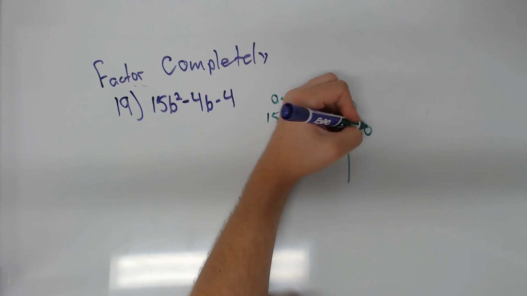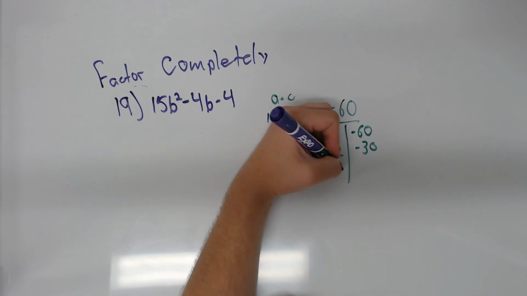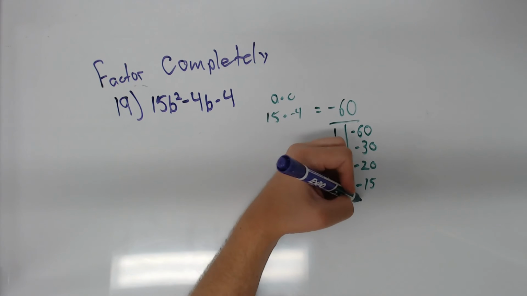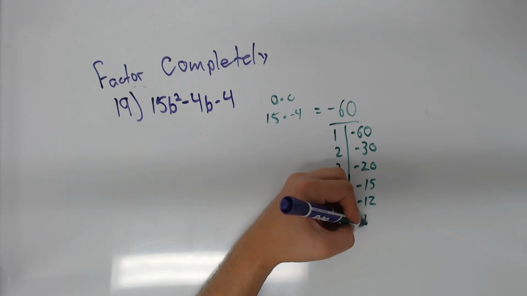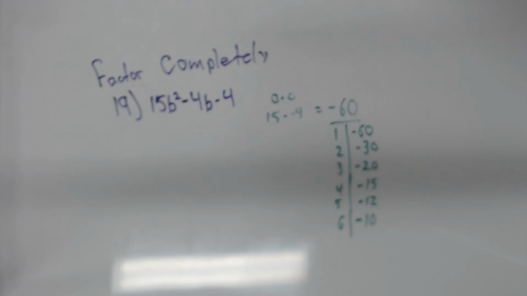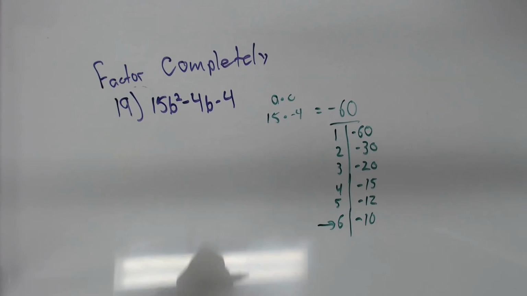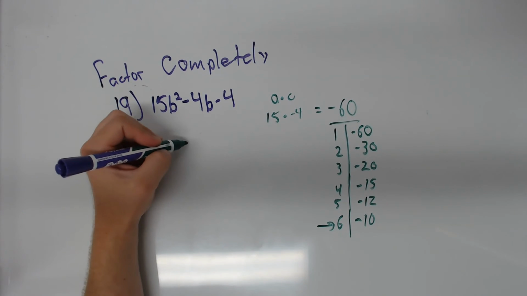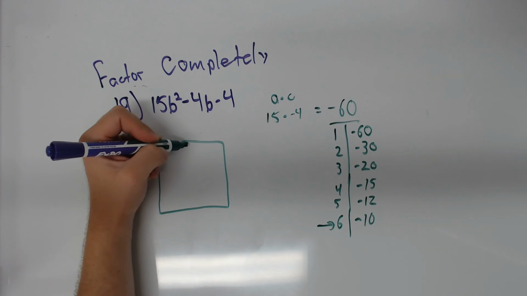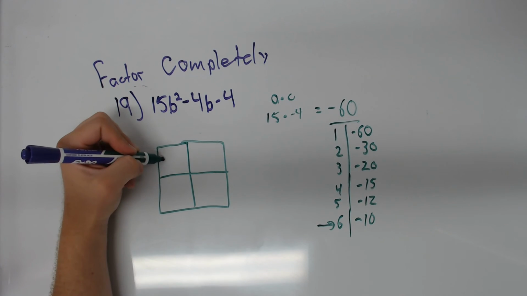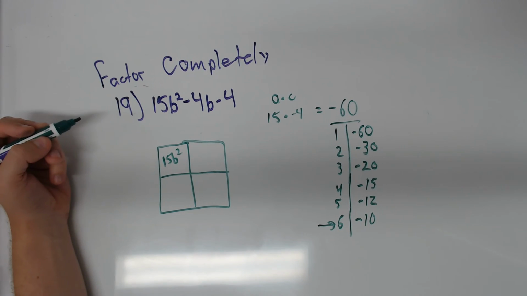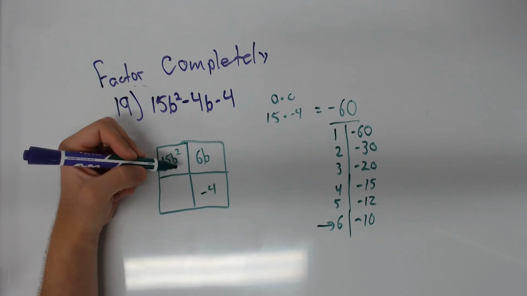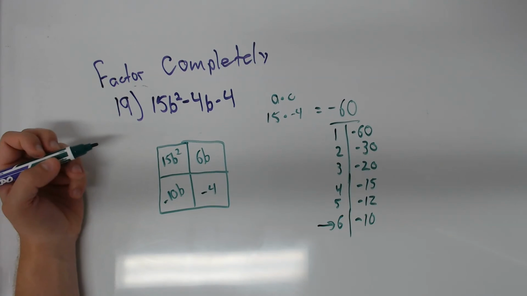So my options are 1 and negative 60, 2 and negative 30, 3 and negative 20, 4 and negative 15, 5 and negative 12, 6 and negative 10. So those are all my options. 6 and negative 10 is the one that ends up adding correctly. 6 plus negative 10 is negative 4. That's my goal. So let's draw out the box. 15b squared has to go here. Negative 4 has to go here. And then 6b and negative 10b fill in the other two spots, wherever they go.